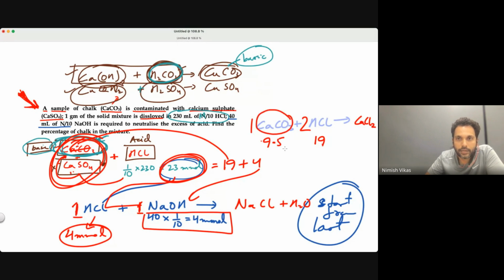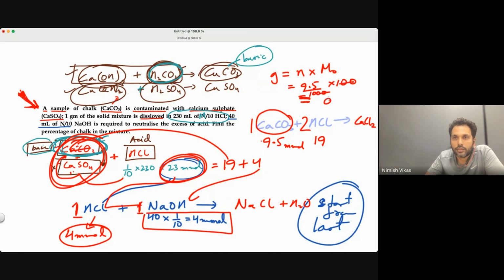So calcium carbonate is 9.5 millimoles. Now they were talking in terms of grams, so we'll just convert to grams. Grams is the number of moles into the molar weight. Calcium carbonate has a molar weight of 100. The number of moles was 9.5. So total grams is how much? And that is millimoles divided by 1000. Okay, so grams is how much?